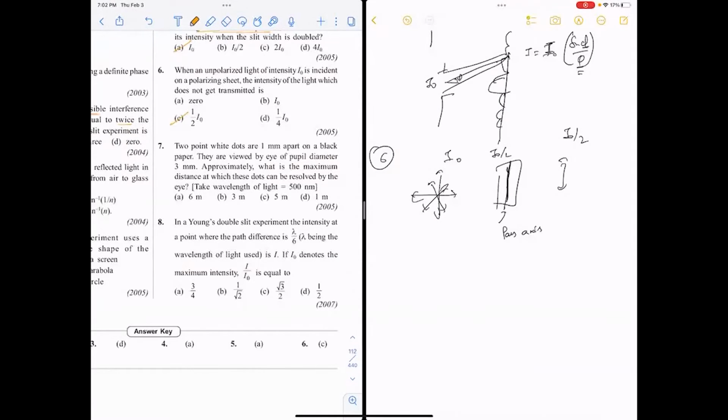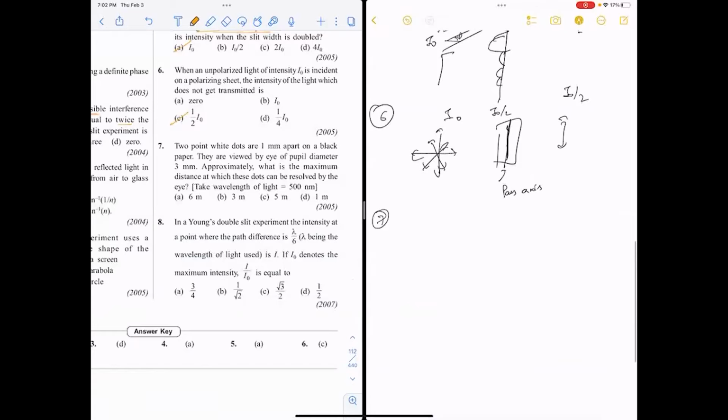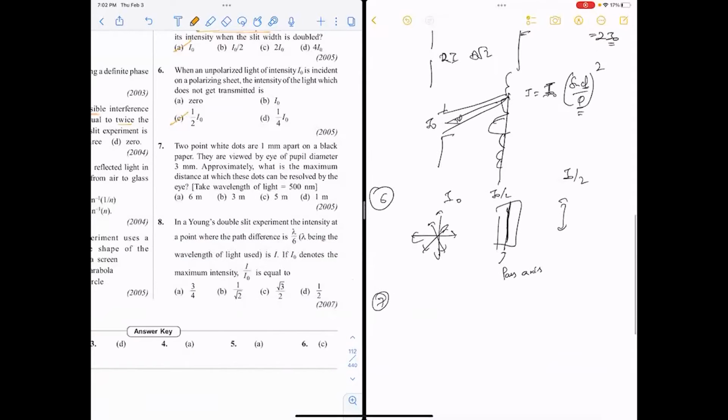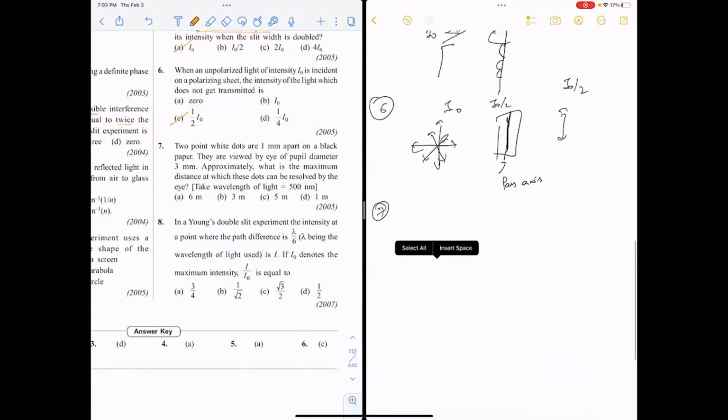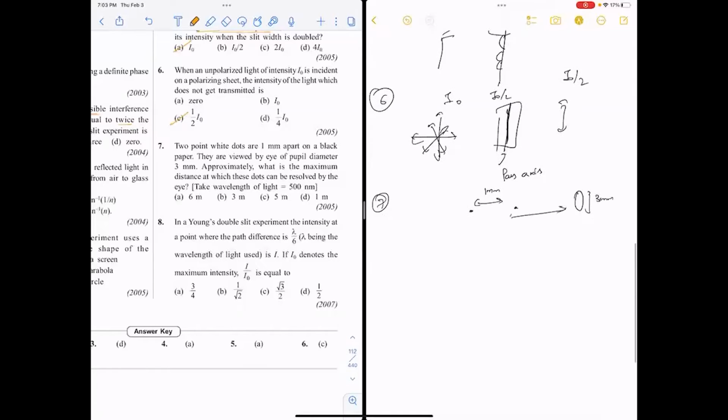So the seventh one is based on resolution power. We have one on polarization, few on YDSE and single slit. Remember this formula. 2-point white dots are 1 mm apart. I cannot draw white here, so I'm taking black dots on a black paper, 1 mm apart. It is just the reverse of what we are doing now. They're viewed by an eye with pupil diameter approximately 3 mm. What is the maximum distance at which these dots can be resolved by the eye? So how far can the eye be so that you can resolve them as 2? If you're more than that, you see them as a single dot. Take lambda of white light as 500 nano.